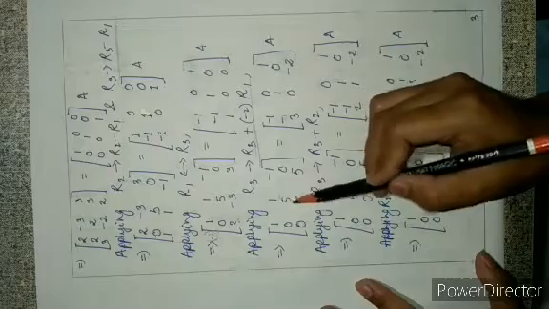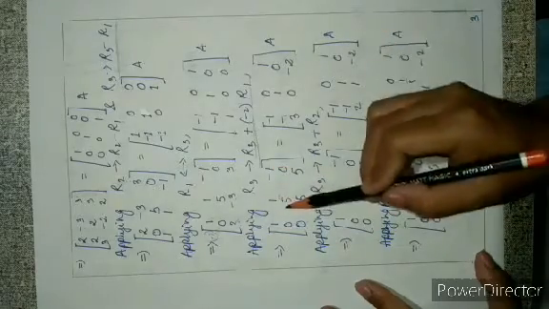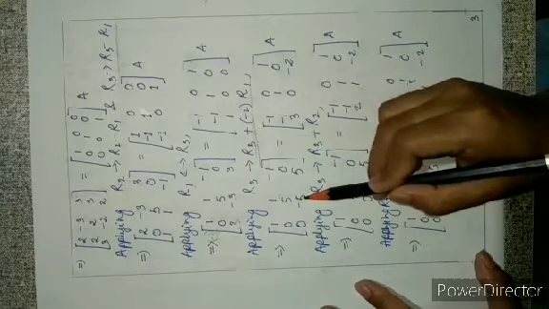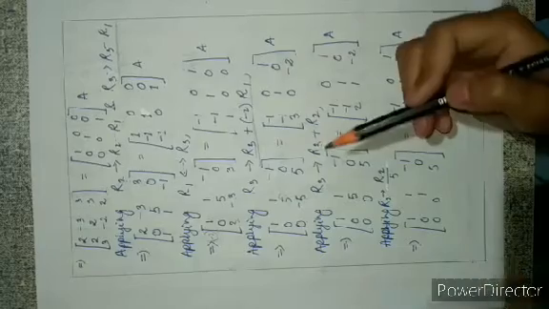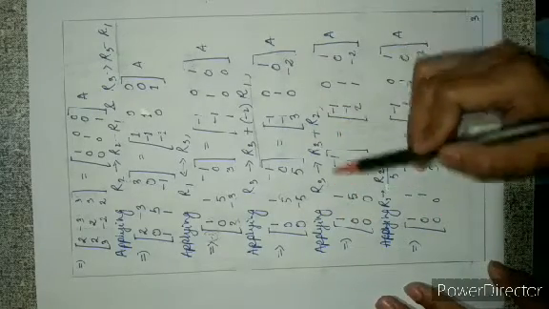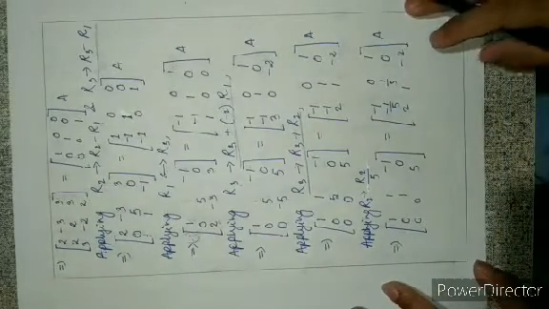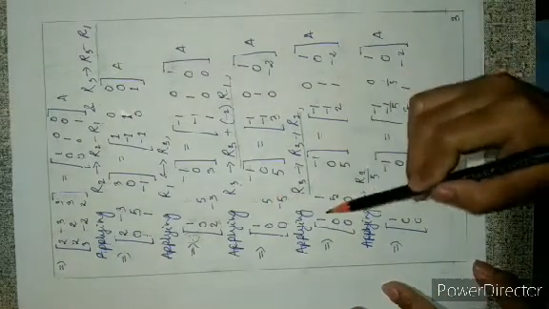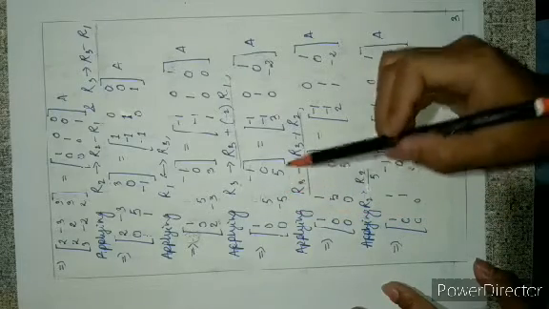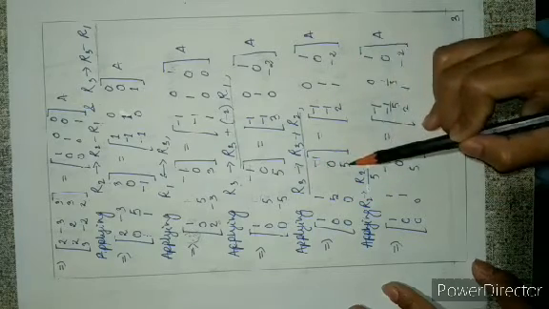Keep the first row fixed. This is the 5 and this is the minus 5. Then applying R3 tends to R3 plus R2. Third row, the third row plus the second row. 1, 1, minus 1. 0 plus 0 is 0. 5 into minus 5, 0. 0 plus 5 is equal to 5.